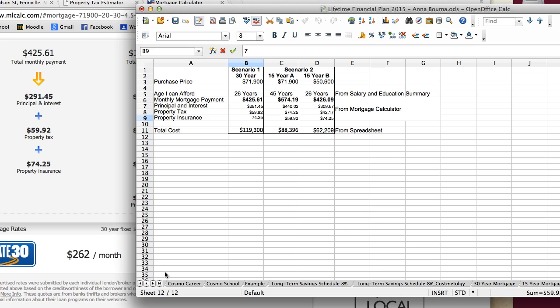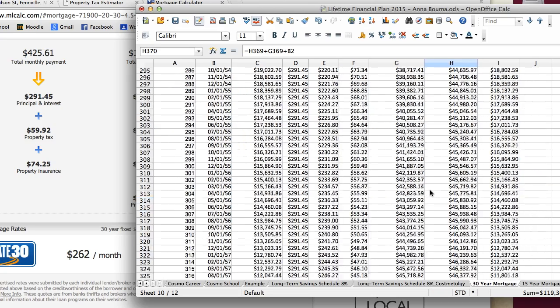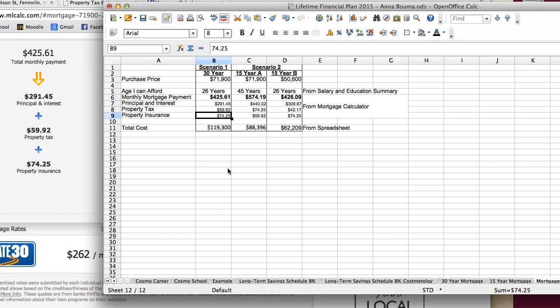And for the total cost, we're actually going to go back to our 30-year mortgage page right here. And column H gives us the total price at the bottom. So that number goes right here.